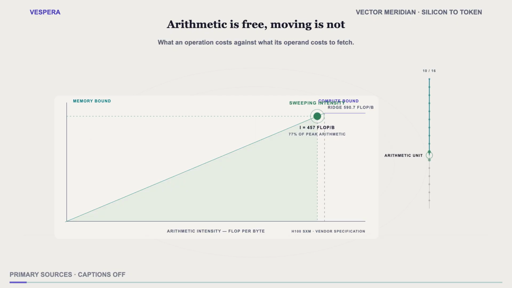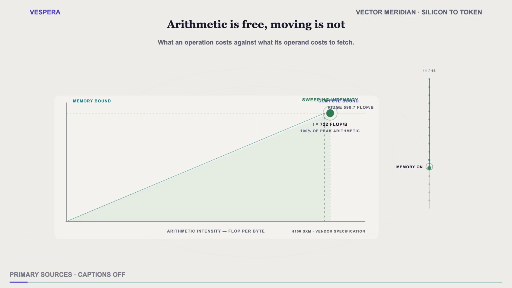So a chip designer's job is not really to build fast arithmetic. Fast arithmetic is the easy part. You can always buy more of it by spending area. The job is to arrange things so that each number, once fetched, is used as many times as possible before it is thrown away. Every reuse amortizes that fetch. Every failure to reuse pays it again.